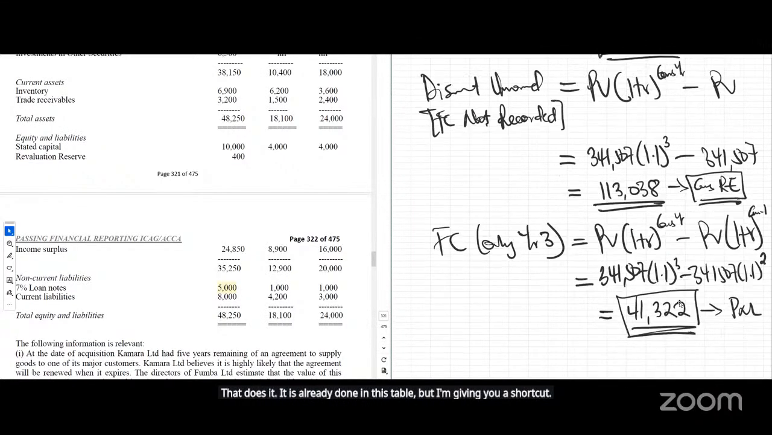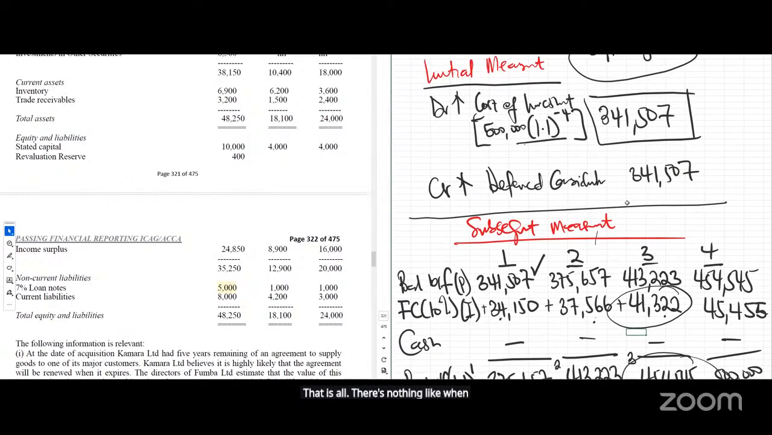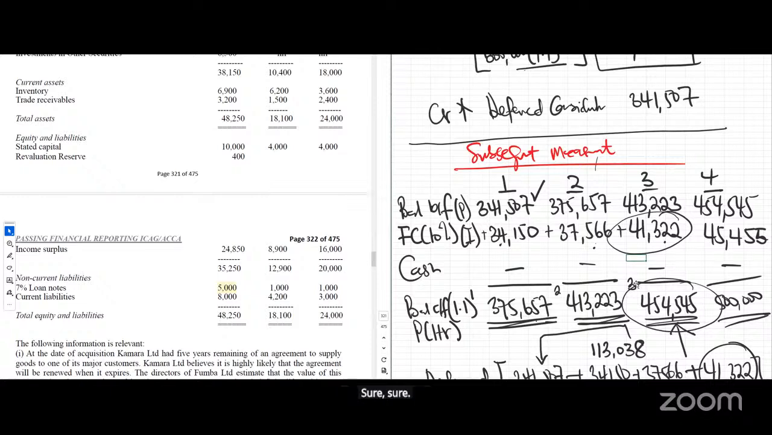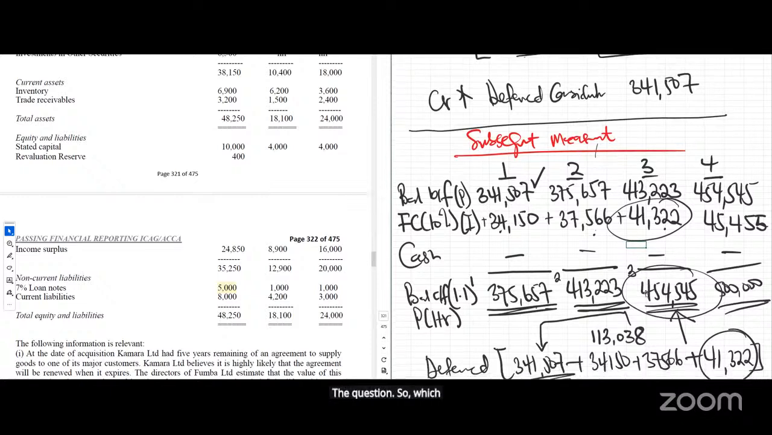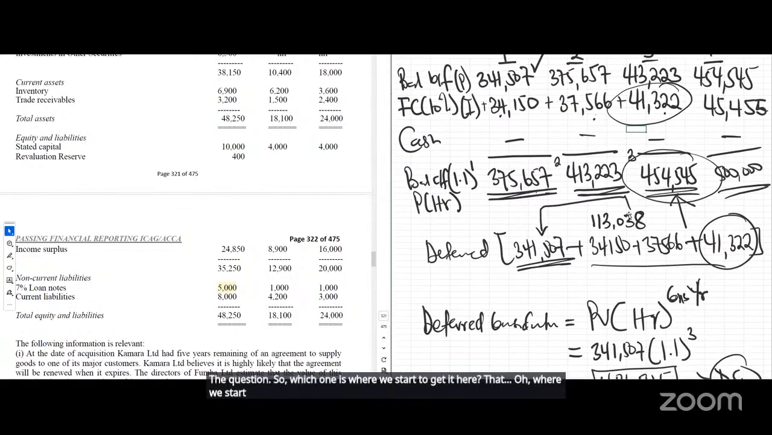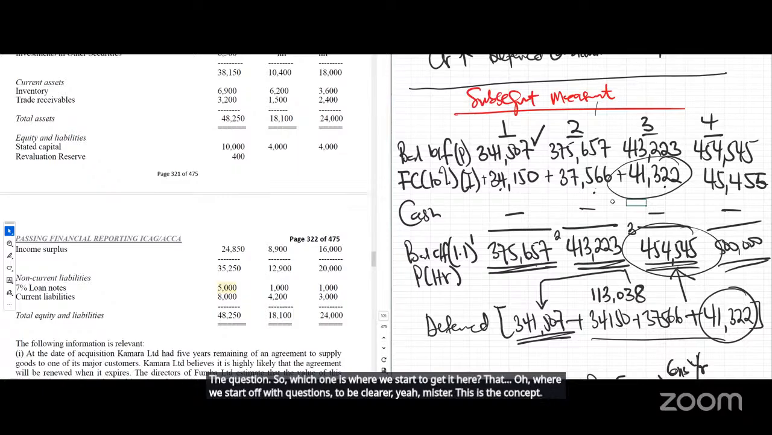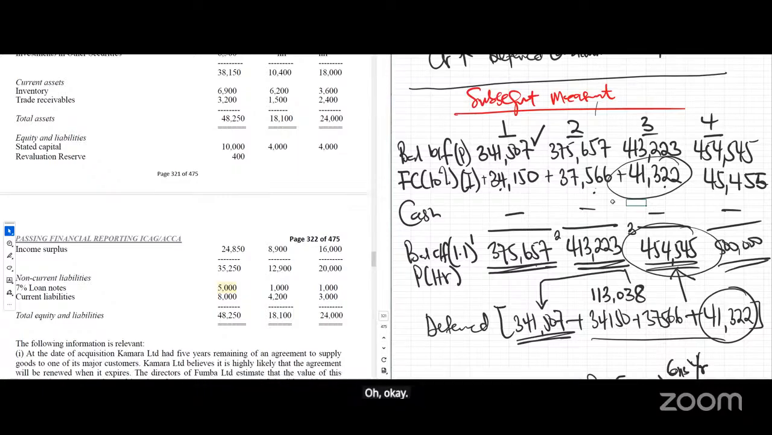That is all. Okay, there's nothing like when we start solving the question, it will be clearer. This is the concept. Have you gotten this? If you haven't gotten it, this is it again, right? You take the initial one each year.